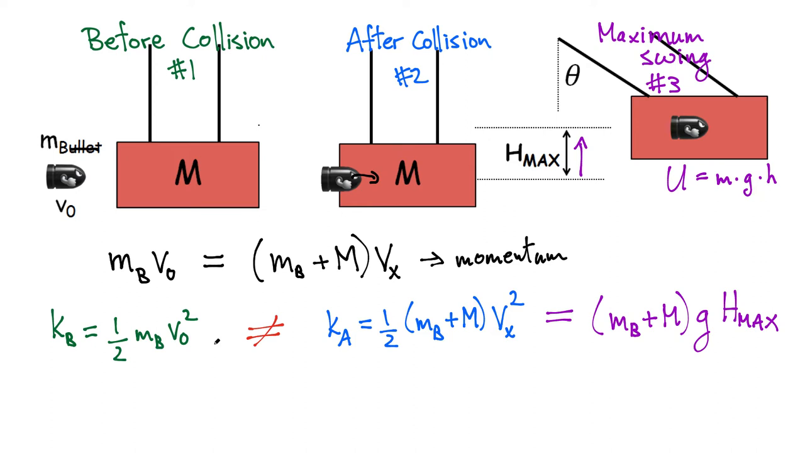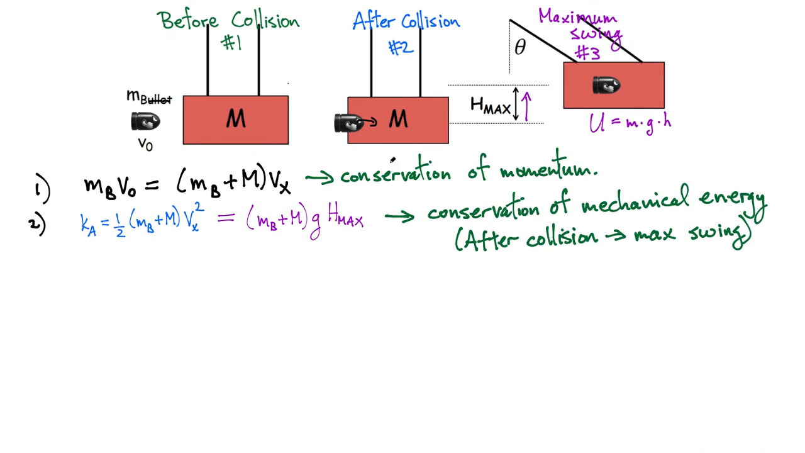So now we have to simply combine everything, because my goal at the end is to find the velocity of this bullet. Here's what we have. I just made things a little bit smaller, so we have all the important information here. Equation 1, conservation of momentum. Equation 2, conservation of energy, just after the collision, all the way to the maximum swing, the maximum height.